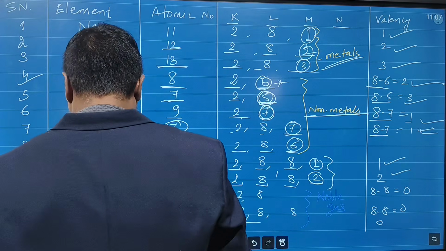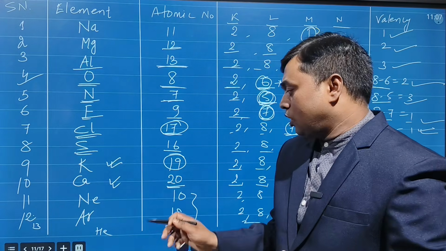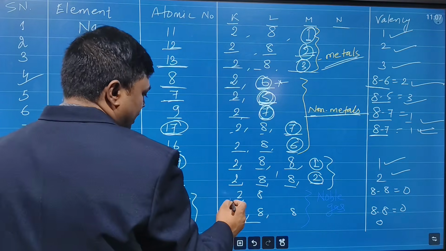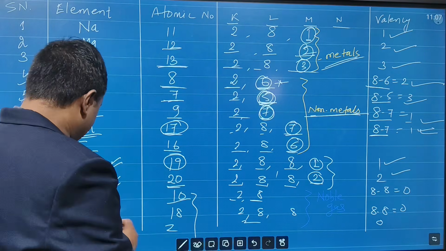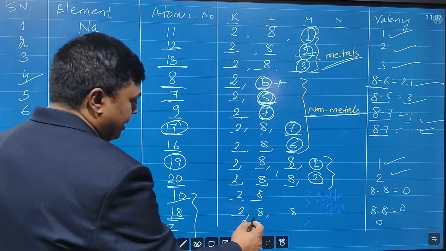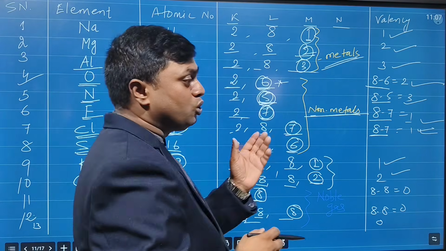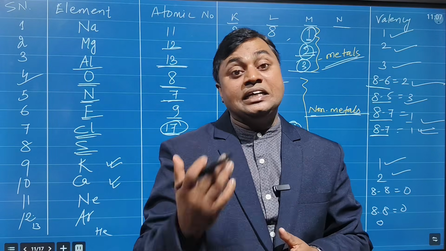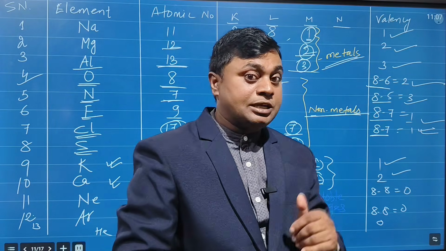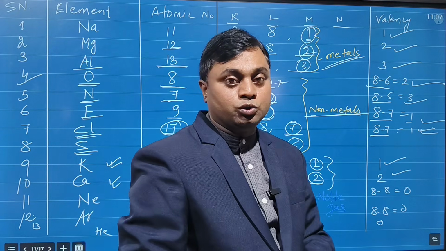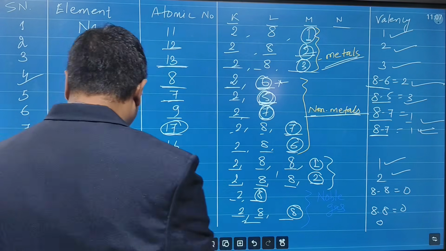Now we focus on neon and argon. Neon atomic number is what? 10. So electronic configuration 2, 8. Similarly argon 18 is there, so 2, 8, 8. If the valence electron is 8, generally it belongs to noble gas or inert gas we can say. So it is having a stable configuration. So the valency is 8 minus 8, that is equal to 0. Helium is the exception.